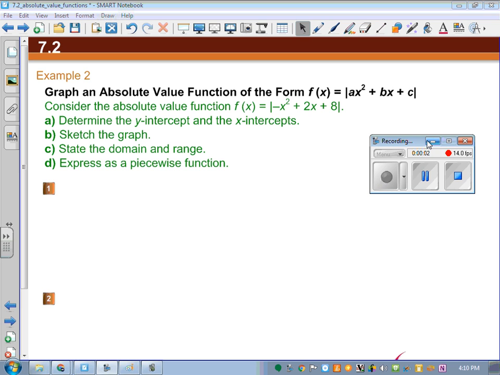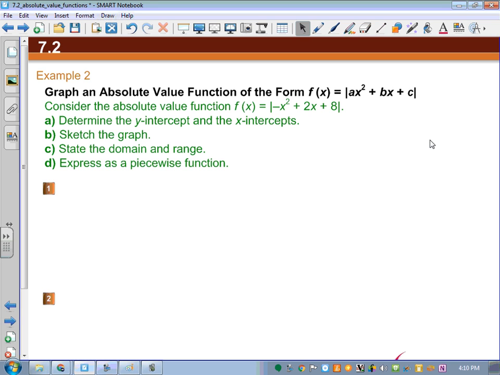Okay, this is the last example in 7.2, example number 2, and it is just stepping up basically the complexity of the function. Now we have a quadratic inside that absolute value. I'm going to make sure we know how to do this on the calculator. I'm going to do this with the calculator as well, but I really do think pushing algebraically, finding y-intercepts and x-intercepts is a good thing. So we're going to do that first.